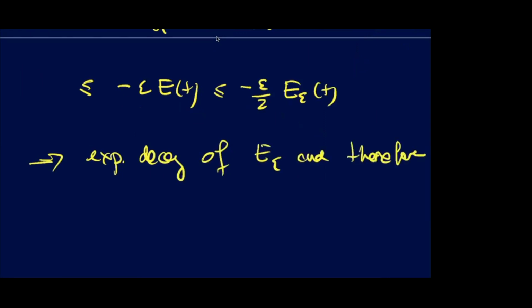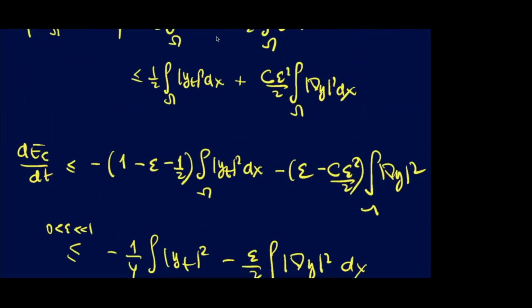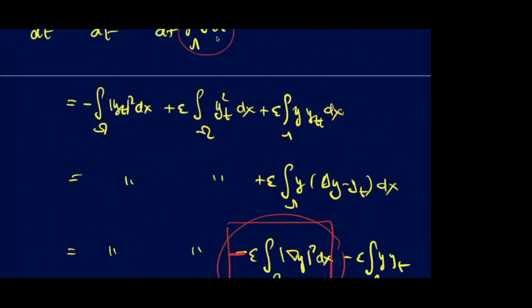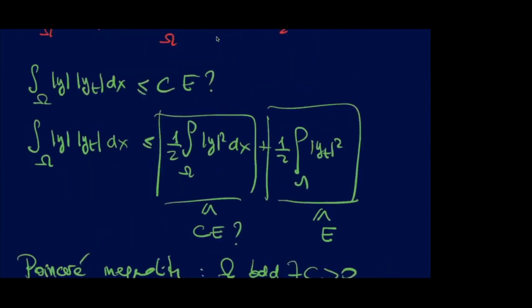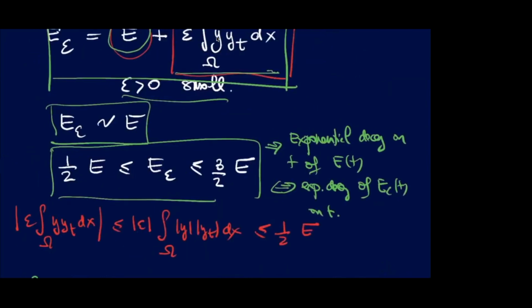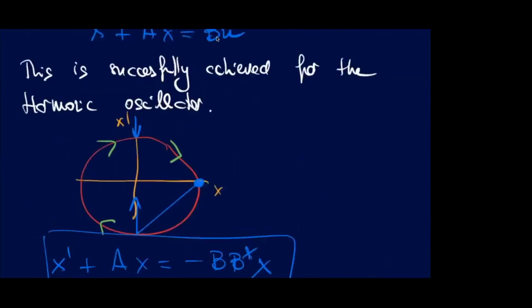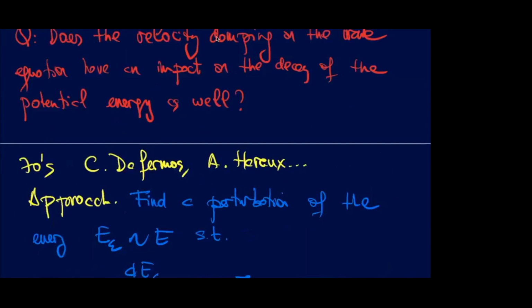of E of t. Okay, so these were the computations that were done in the 70s, right? So people said, oh, damping is fine, right? If I am damping the wave equation, I am able to show that the wave equation, right, so I think it's here.